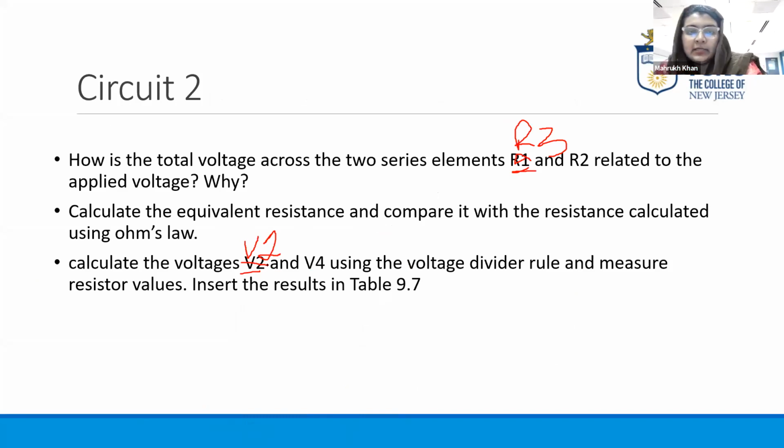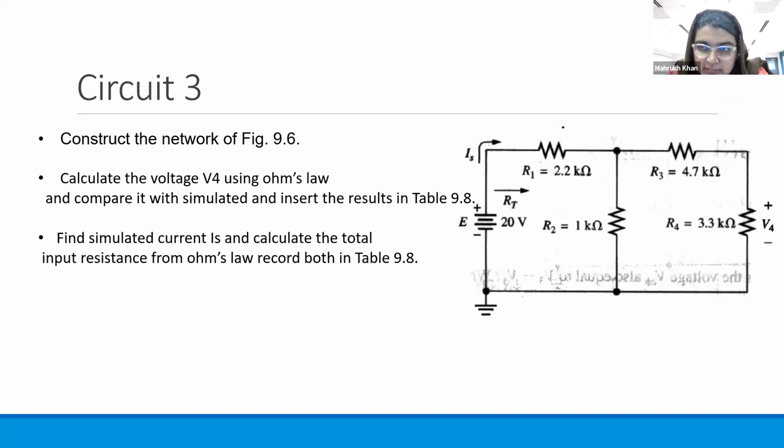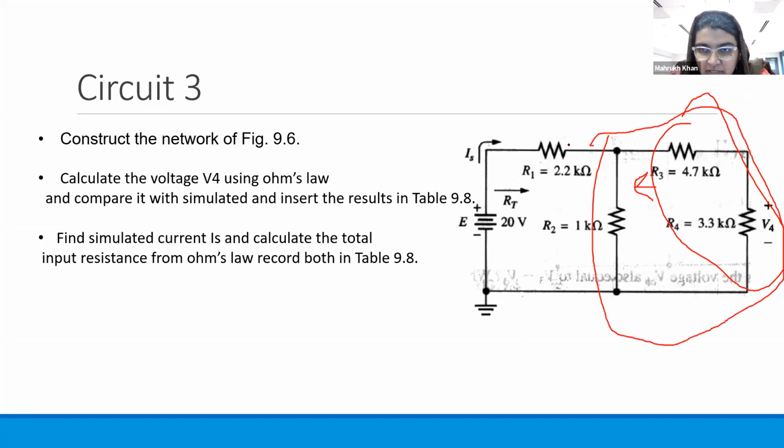Okay. So this is for the first circuit. For the second circuit, this is a little bit different. You need to find voltage V4 using Ohm's law and compare it with simulated results and insert the values. It's up to you how you do that. These two resistors are in series and they are in parallel with this resistor, and then this equivalent will be in series with this resistor, right?